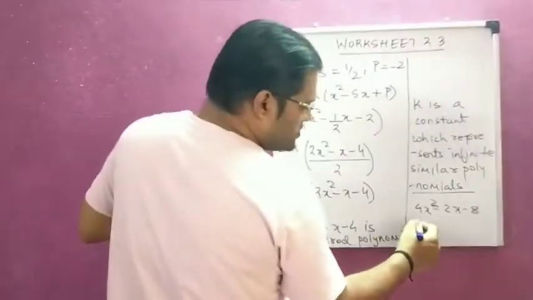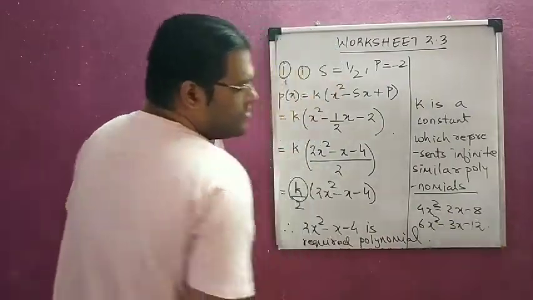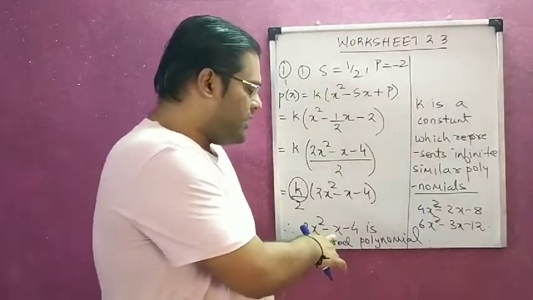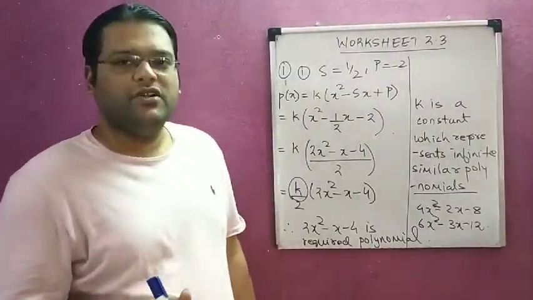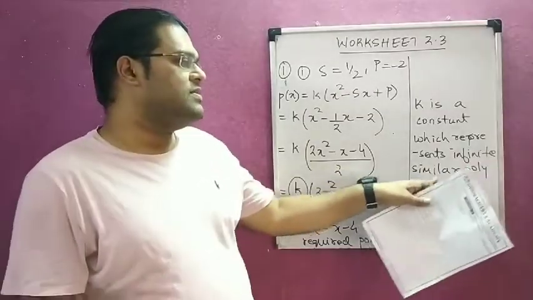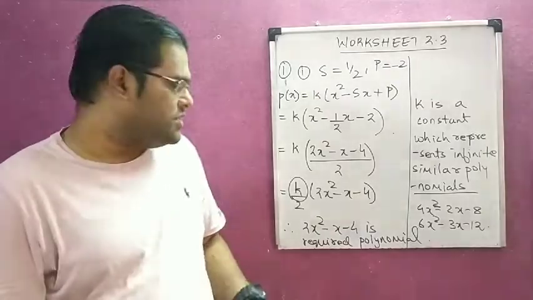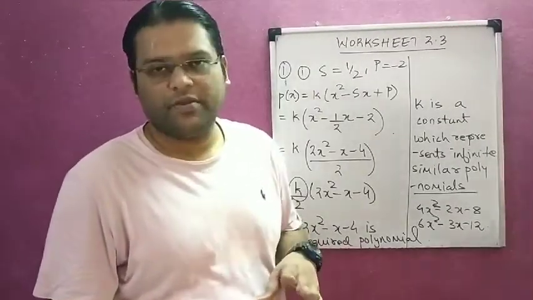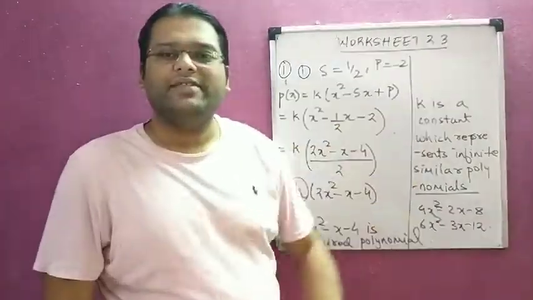It can also be 6x square minus 3x minus 12. Right? It can be 8x square minus 4x minus 16. So k is a constant which represents infinite similar polynomials. Right? And we don't have to include this in our final answer. Right? Now we talk about this formula. Where did we get this formula?